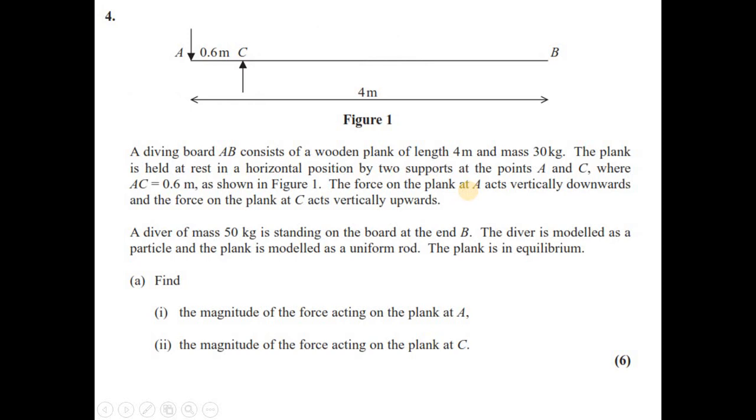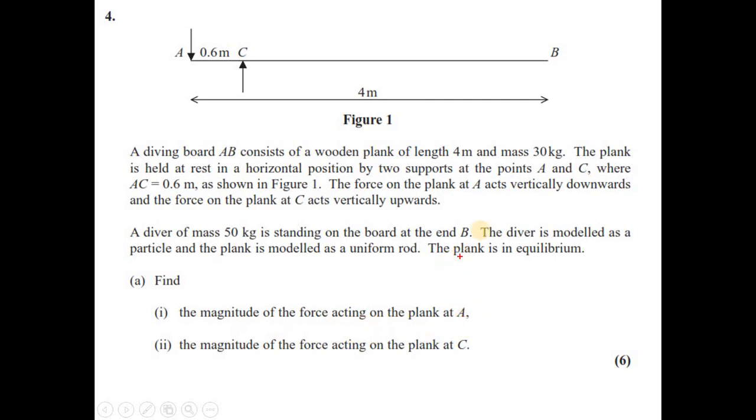Question number 4. A diving board AB consists of a wooden plank of length 4 meters and mass 30 kg. The plank is held at rest in a horizontal position by two supports at points A and C, where AC is 0.6 as shown in the figure. The force on the plank at A acts vertically down and the force at C acts vertically upward. A diver of mass 50 kg is standing on the board at B. The diver is modeled as a particle. The plank is modeled as a uniform rod. In equilibrium, find the magnitude of the force acting at A.